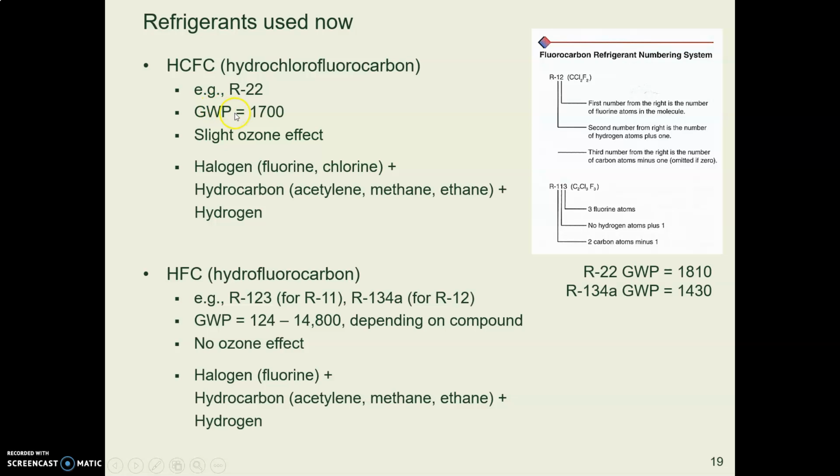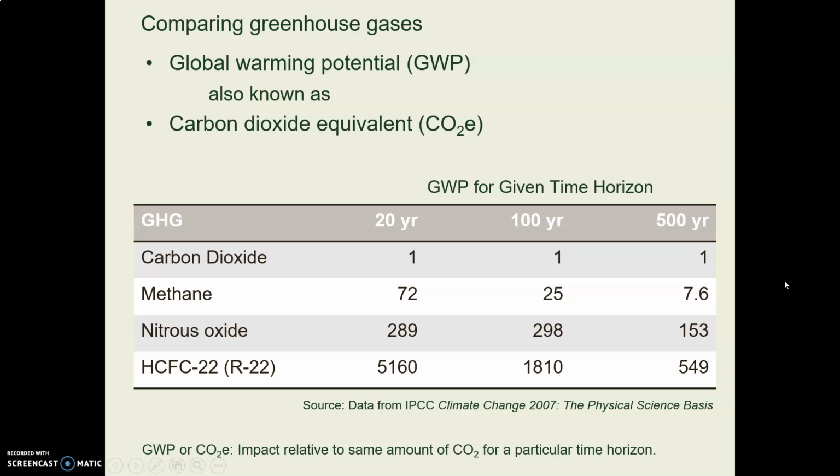This GWP stands for global warming potential. So R22 has one of around 1700. Some refrigerants have 14,800. Let's go see what that means.